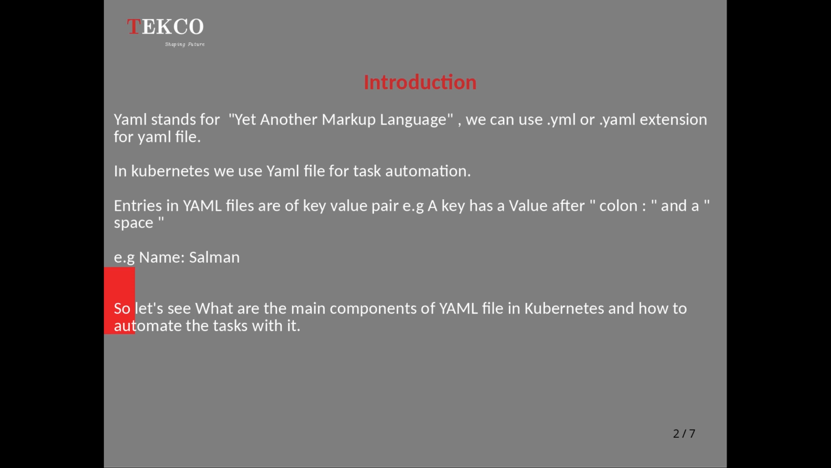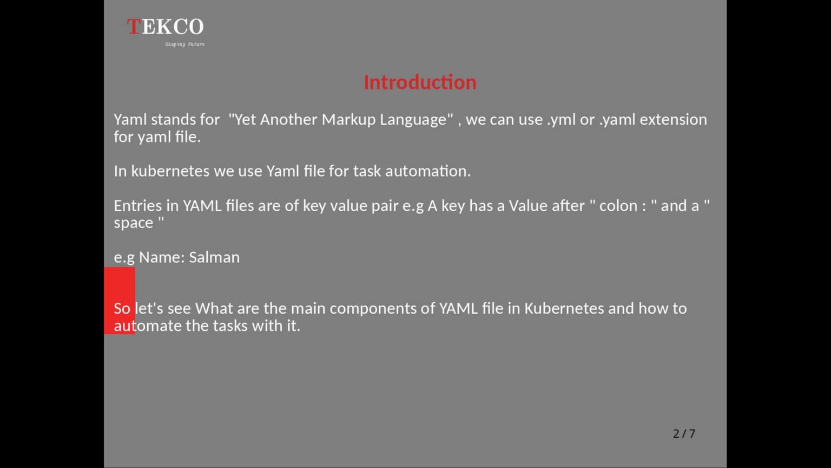So YAML stands for yet another markup language, and we can use .yml or .yaml extensions for a YAML file. In Kubernetes, we use YAML files for task automation, and entries in a YAML file are key-value pairs. For example, a key has a value after a colon and a space, and then the value. So for example, name, you can see it's a key, and then a colon, and then Salman is the value of that key.